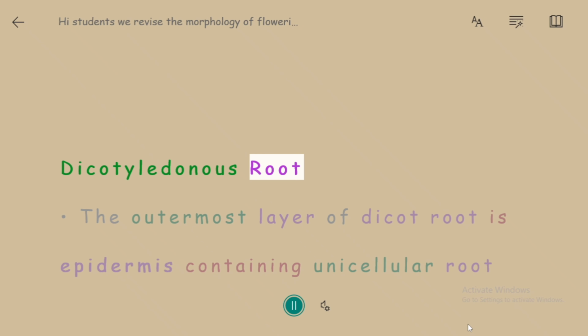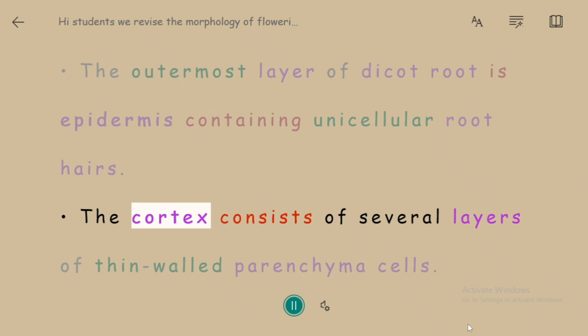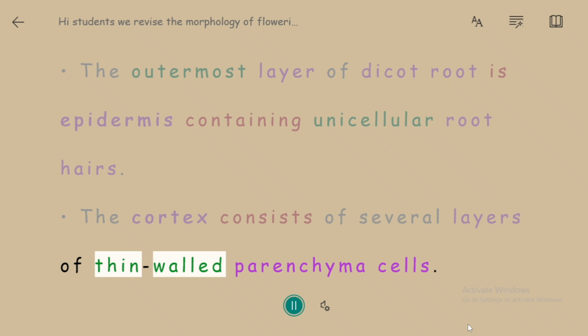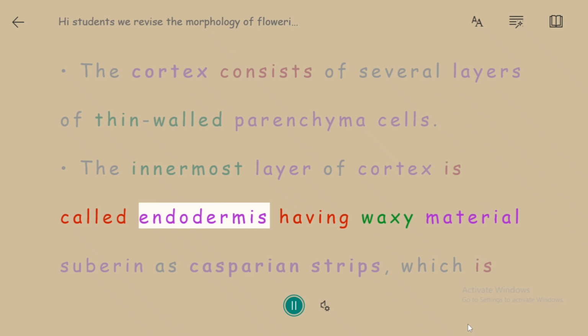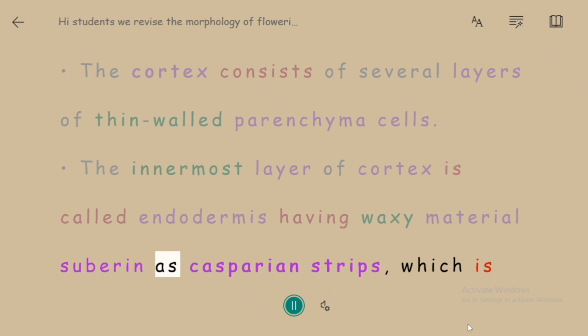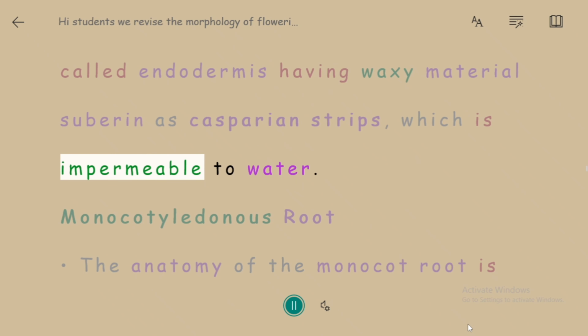Dicotyledonous root. The outermost layer of the dicot root is epidermis, containing unicellular root hairs. The cortex consists of several layers of thin-walled parenchyma cells. The innermost layer of the cortex is called endodermis, having the waxy material suberin as Casparian strips, which is impermeable to water.